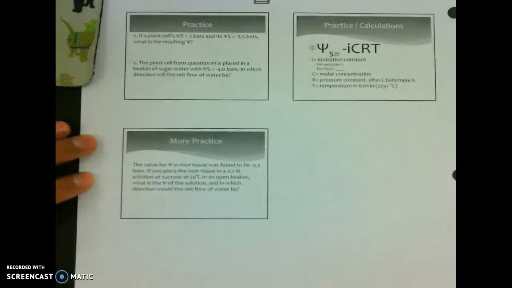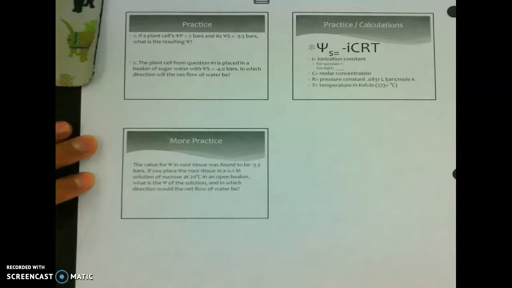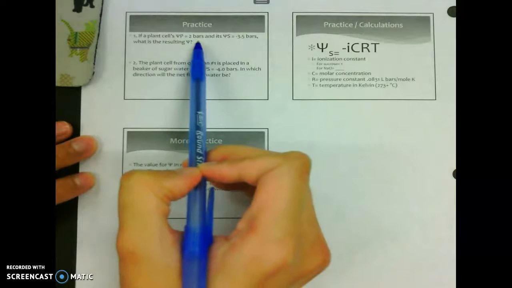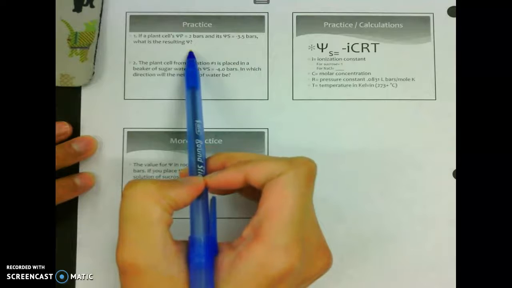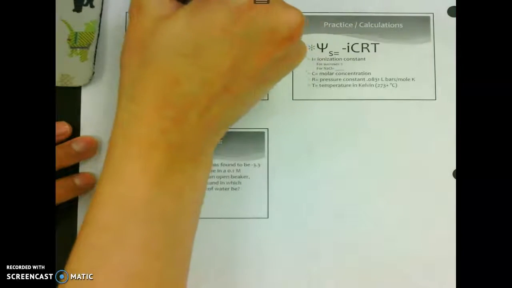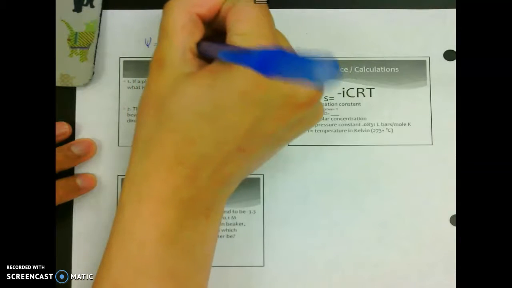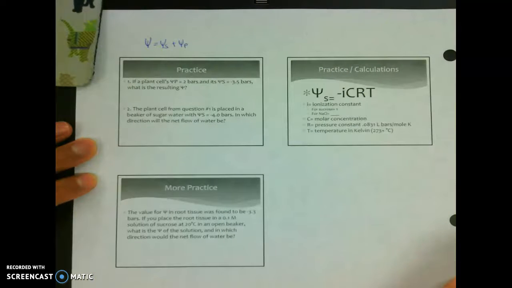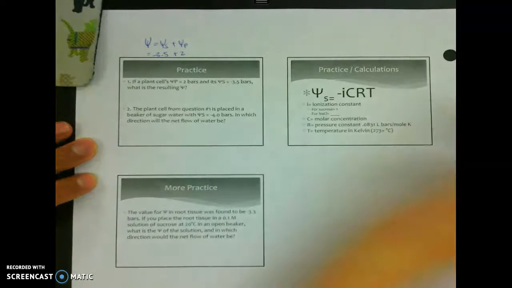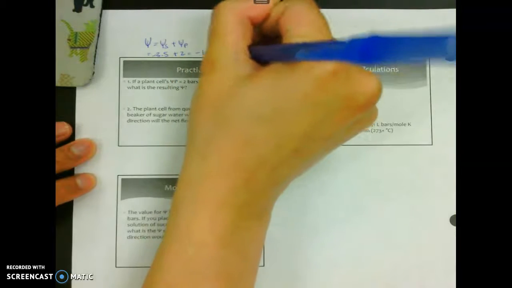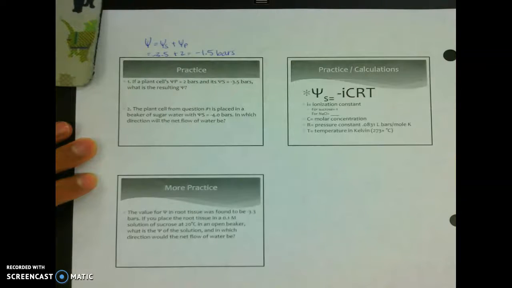We've got a couple of practice problems on the back. Number 1, if a plant cell's pressure potential is 2 bars and its solute potential is -3.5 bars, what is the resulting water potential? So we know that water potential is our solute potential plus our pressure potential. Our pressure potential is 2 bars, and our solute potential is -3.5. That gives us a grand total of -1.5 bars for our water potential of this plant cell.